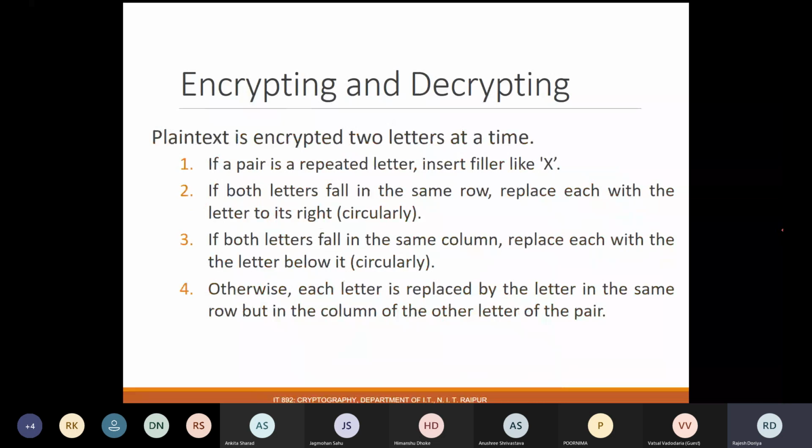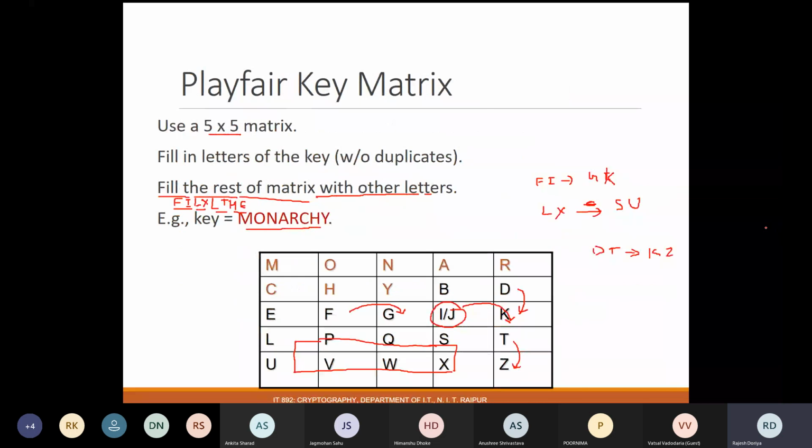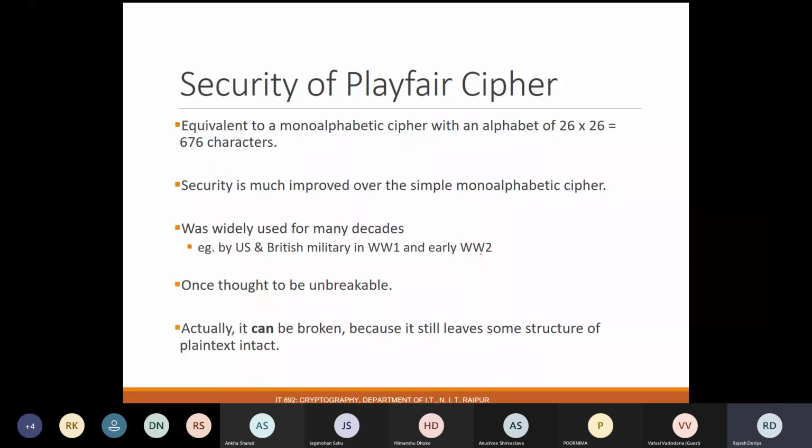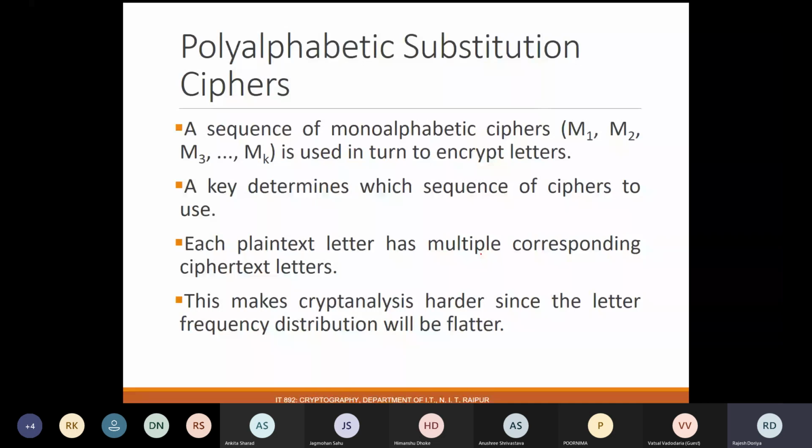Or let's say if you need to encrypt RZ, then R is going to be replaced by D, and Z is going to be replaced by R. Okay, in a circular fashion, the things are going to be there. Okay, any doubt in this one?